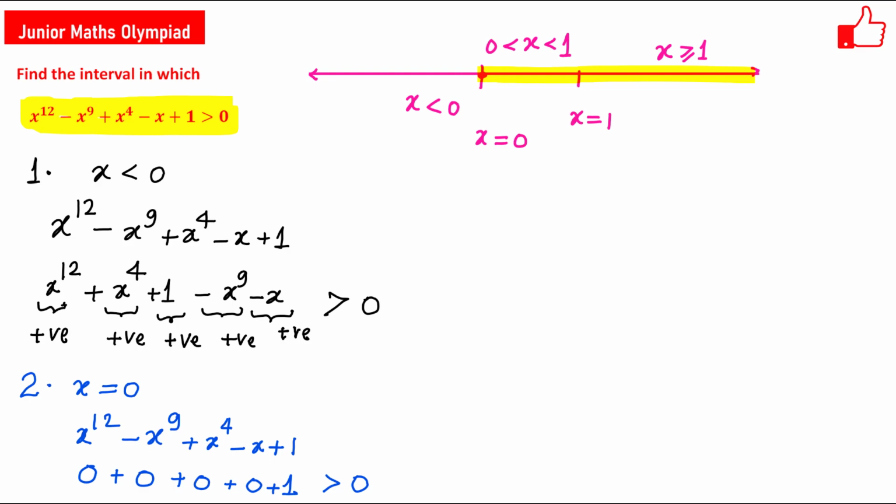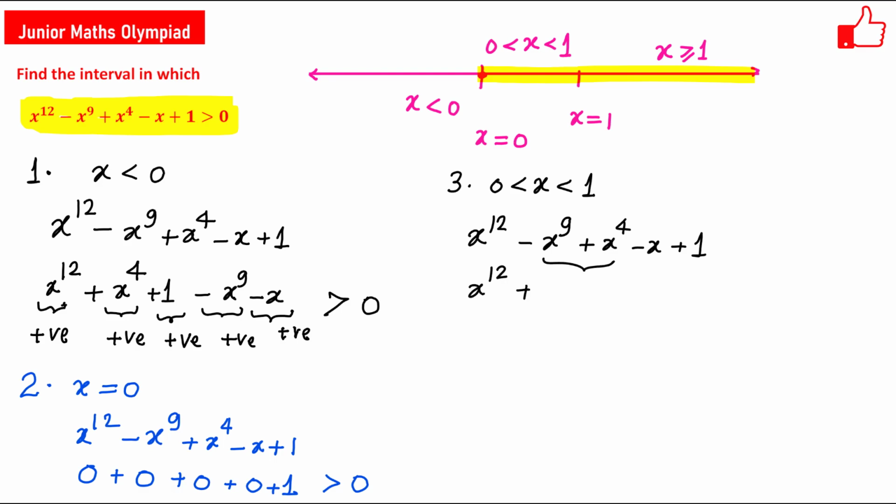Now consider case 3, that is x is greater than 0 but less than 1. The expression is x raised to the power 12 minus x raised to the power 9 plus x raised to the power 4 minus x plus 1. So let us keep this x raised to the power 12 at one place, but let us combine these two terms. So I will have x raised to the power 4 minus x raised to the power 9, and these two terms we can again club together. So this is 1 minus x. Now see, x lies between 0 and 1.